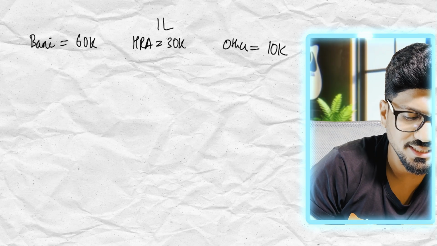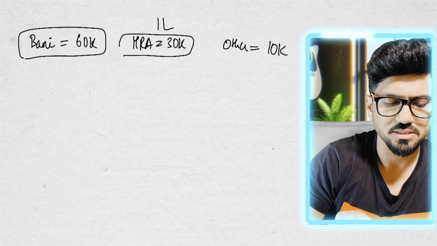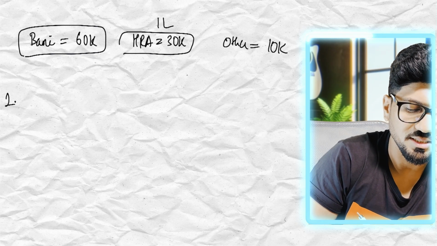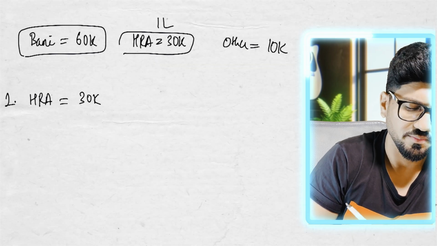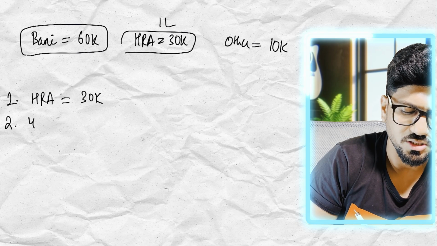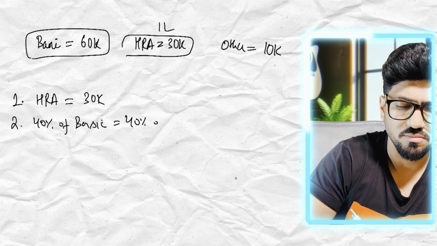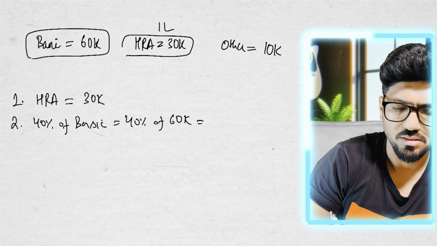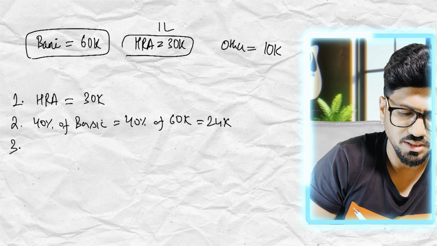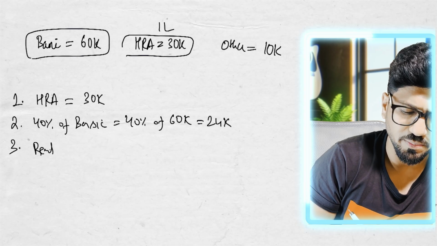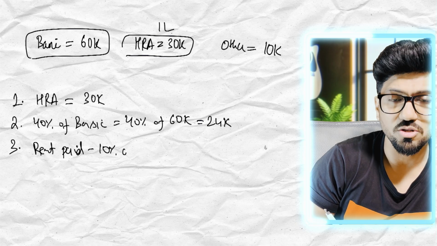So look at this. Your basic is 60,000 and your HRA is 30,000. Just look at these 2 components and look at the first clause, which I said is actual HRA paid by the company. 30k. Nothing is changing here. Second part was 40% of basic. And I'm assuming you're living in a non-metro city. Okay. Then 40% of 60k. This will come out to be 24k. Now the third part, which was rent paid, basically minus 10% of basic.